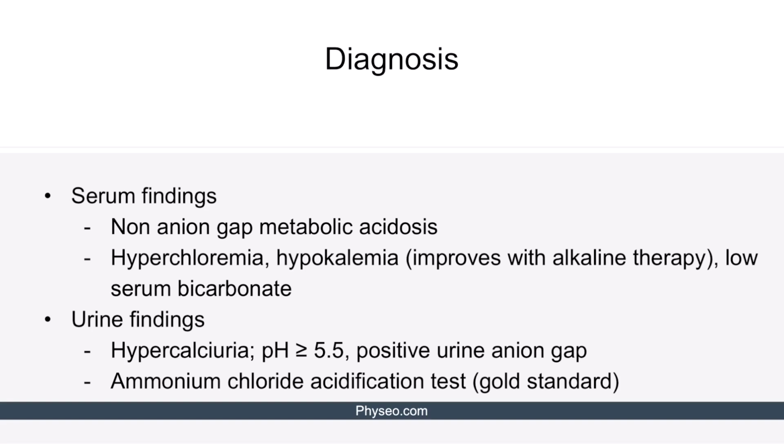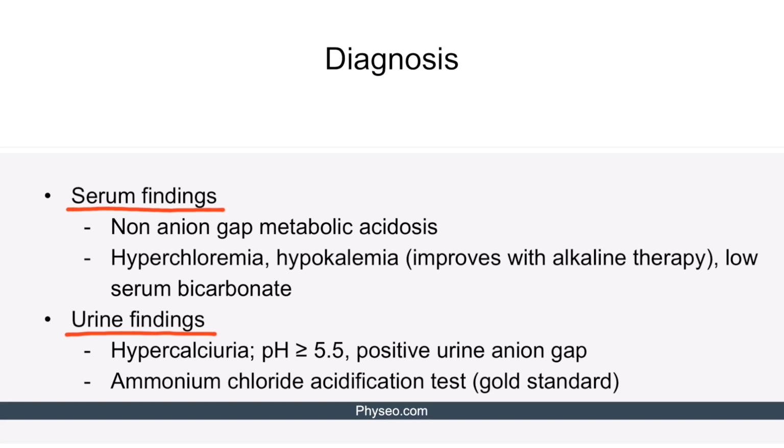The diagnosis of distal RTA should be suspected in patients with unexplained non-anion gap metabolic acidosis. Serum findings will be significant for hyperchloremia, hypokalemia, and low serum bicarbonate levels. An important finding to remember is that hypokalemia in distal RTA improves with alkaline therapy, in contrast to proximal RTA where hypokalemia worsens. Urine findings include hypercalciuria and a urine pH value of 5.5 or higher.